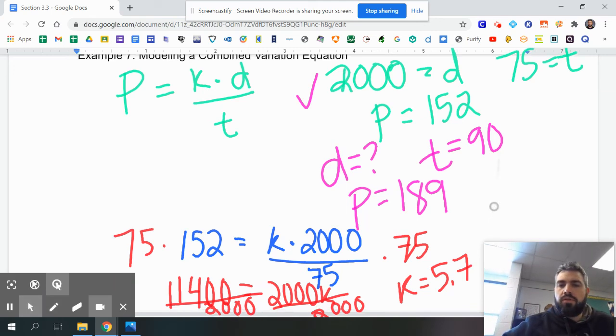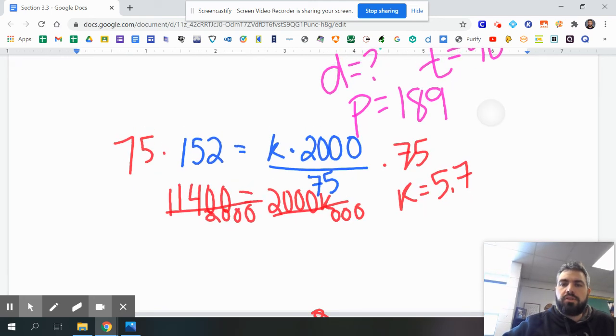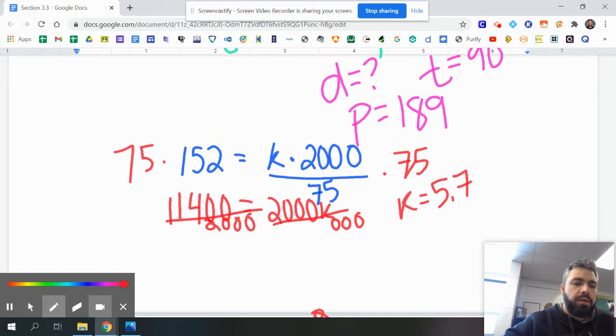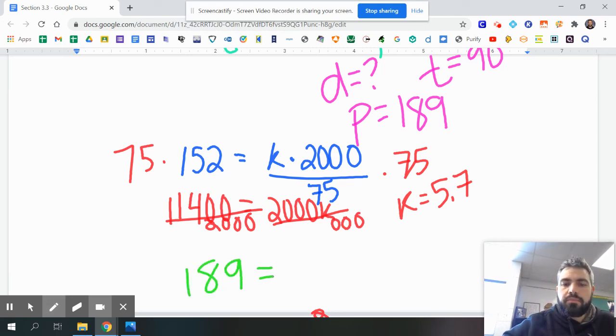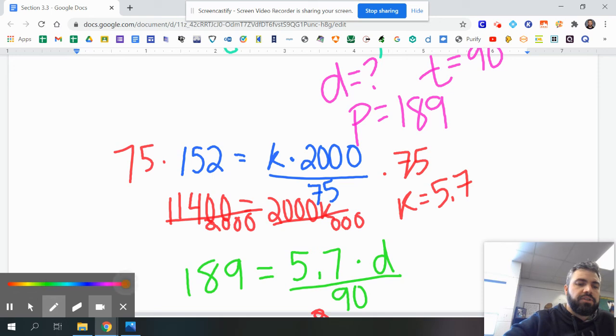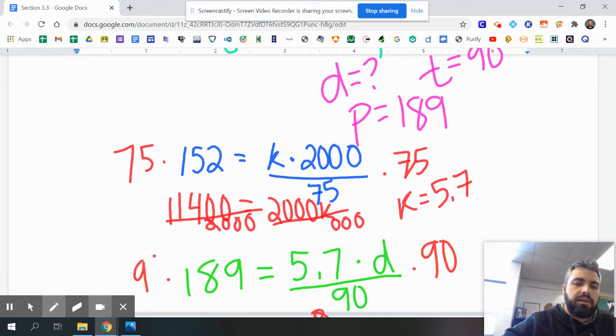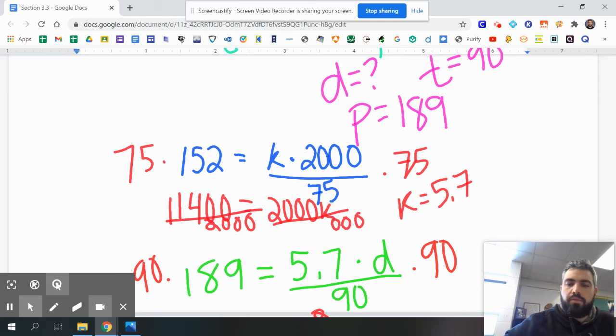All right. So in our problem, we want our power to be 189. That's what we want it to be. Our K now is 5.7. Our distance is unknown, but we're dividing by our time of 90 seconds. So now it's our job to solve this out. Times 90, times 90.